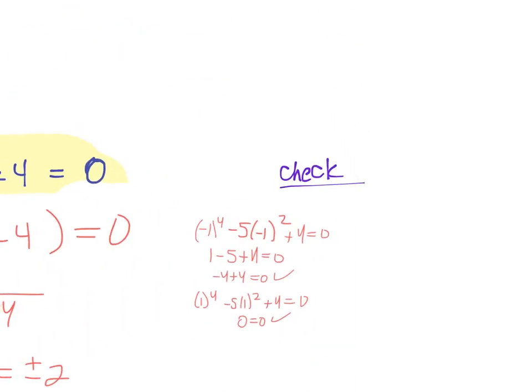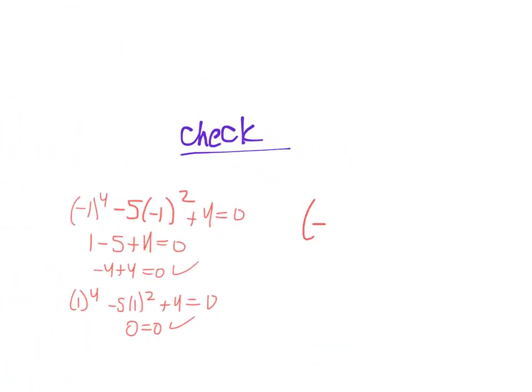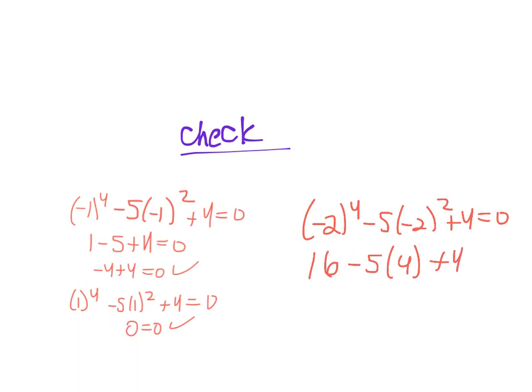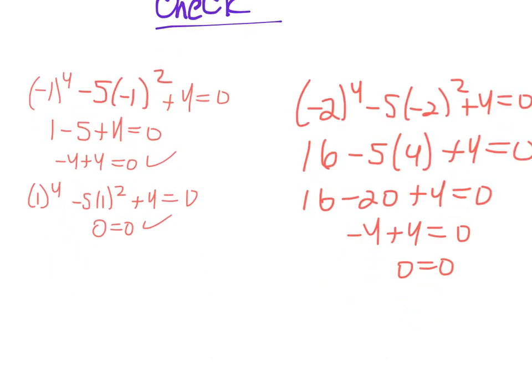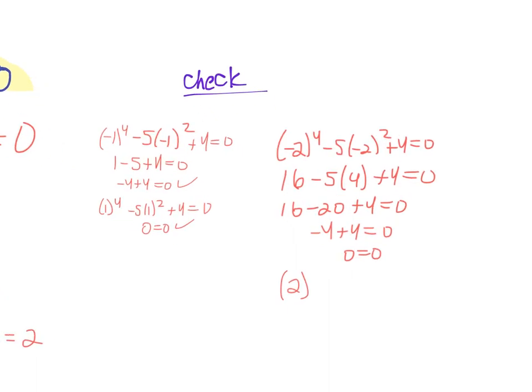So let's do the same thing over here with 2. So I have negative 2 to the 4th minus 5 times negative 2 squared plus 4. Does that equal 0? What is negative 2 to the 4th power? Positive 16. Then I have minus 5 times, what's negative 2 squared? 4, plus 4 equals 0. 16 minus 20 plus 4 equals 0. What's 16 minus 20? Negative 4. So I have negative 4 plus 4, so 0 equals 0. All right, so what happens when I plug in positive 2? It's the exact same thing.